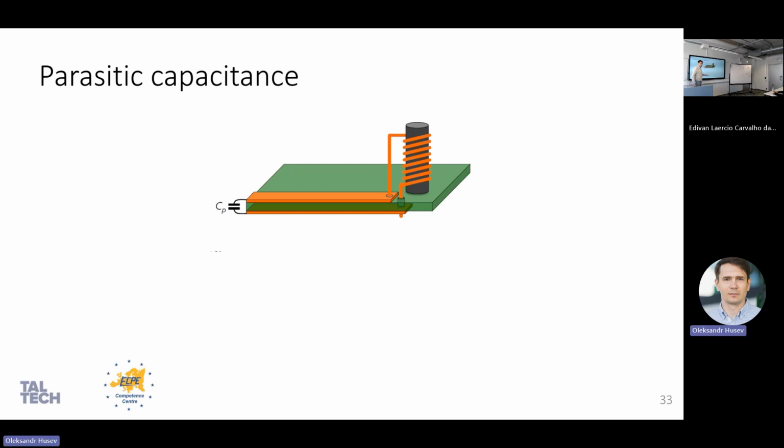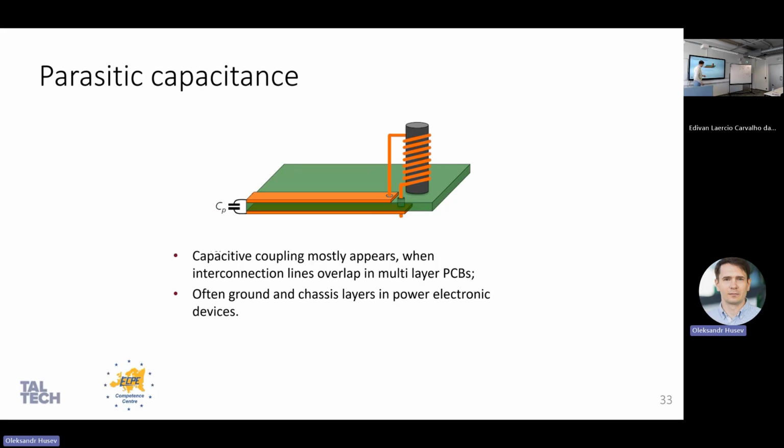Because we actually discussed what a capacitor is. This is the ability to create an electric field if you have some charge difference, right? But if you create your inductance like we showed before, by a smashed conductor, you by default create a parasitic capacitor, and that's sometimes not very good. So capacitive coupling mostly appears when interconnection lines overlap in multi-layer PCBs, often ground and chassis layers in power electronic devices.